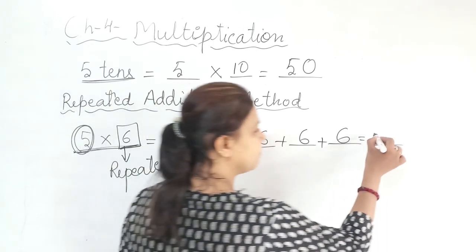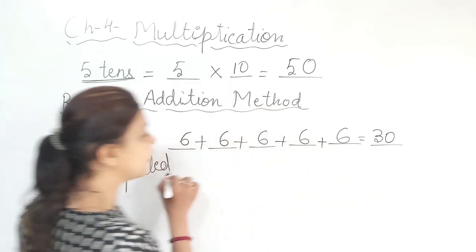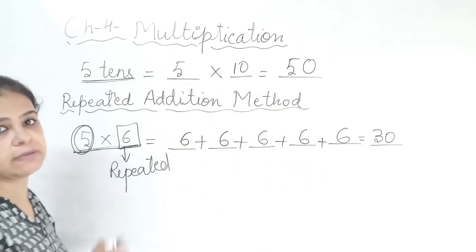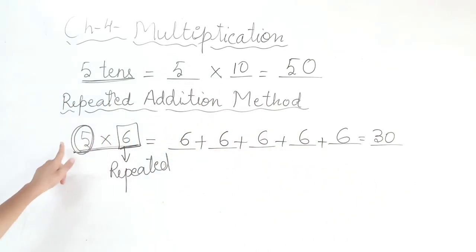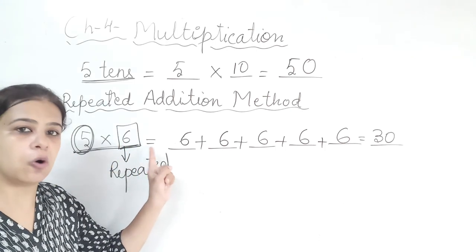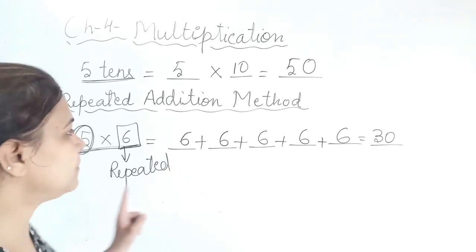5 sixes are 30, children. We cannot repeat 5, 6 times. No. 6 times I will repeat this? No, 5 times I will repeat this number 6. Okay children? Okay.